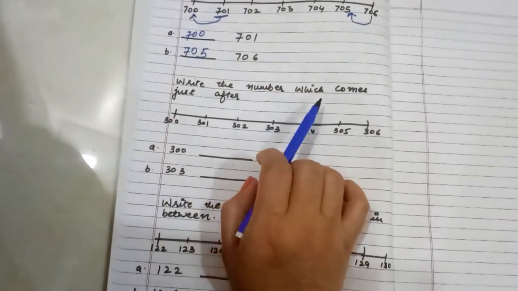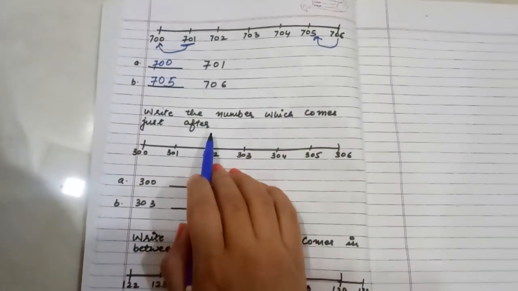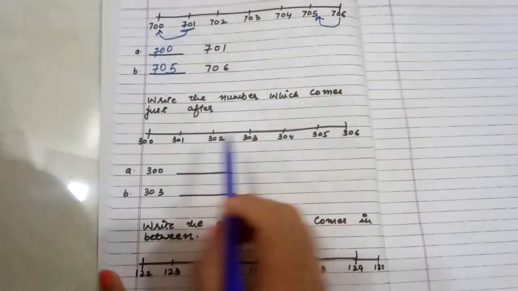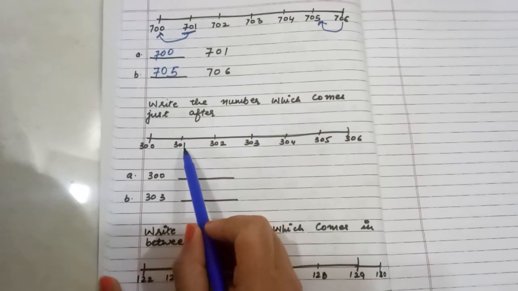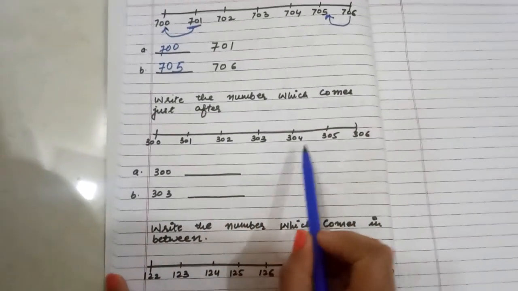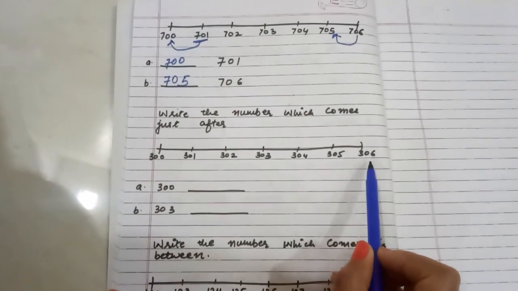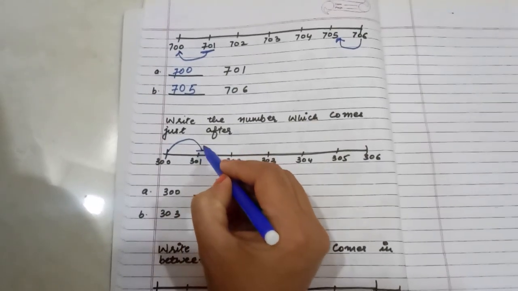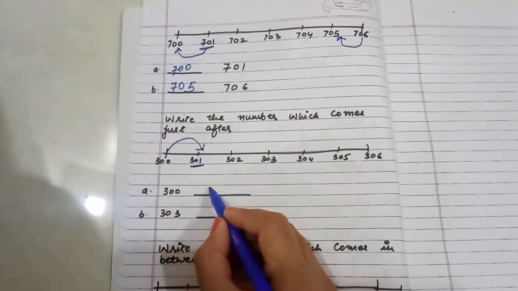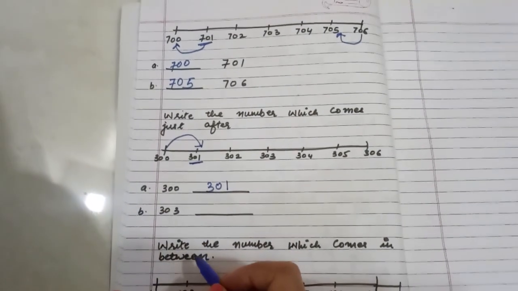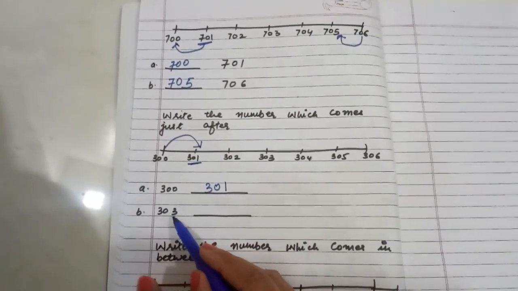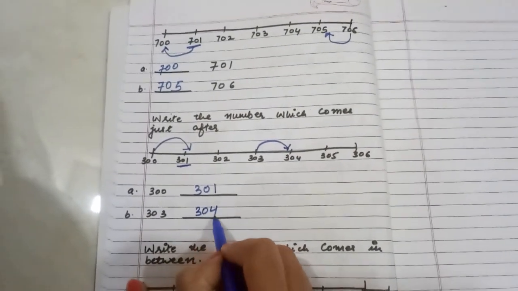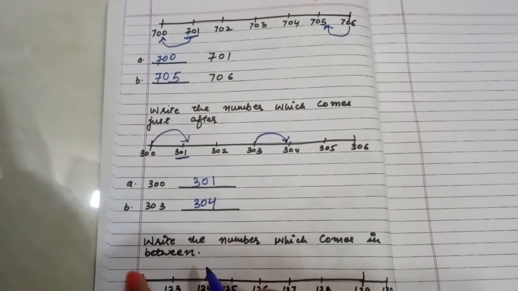Now write the numbers which come just after. Now you have to write the number which comes after, right? So I have again drawn the timeline. You will write the counting 300, 301, 302, 303, 304, 305, 306. Right? Now you have to write the number which comes after 300. After 300 is 301. So you will write here 301. Right? What comes after 303? If you check, what comes after 303, that is 304. So you will write here 304.